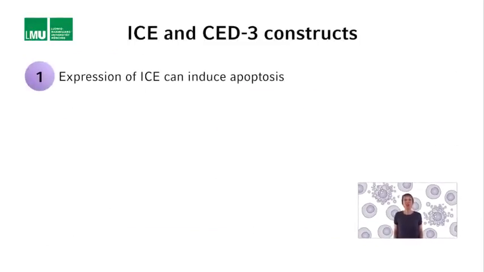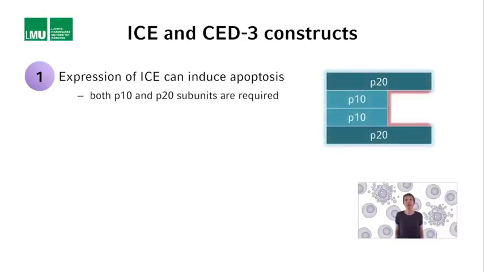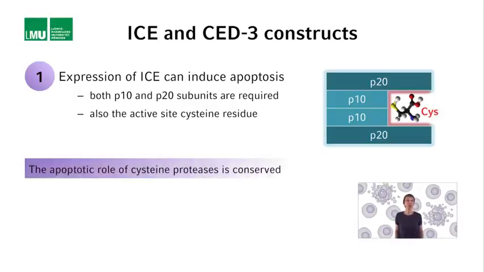First, they found that yes, the expression of ICE in these cells could induce apoptosis. And required for this were both subunits, the P10 and the P20 subunit, as well as the active site cysteine. ICE can induce apoptosis in mammals, and its ability to do so is dependent on its protease activity. The role of cysteine proteases in apoptosis is therefore conserved from worms to human.